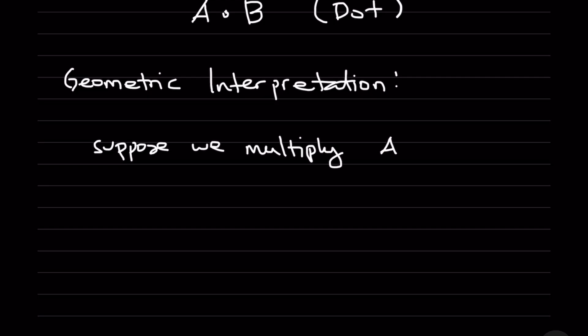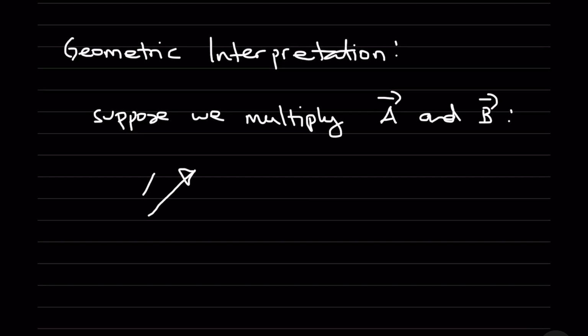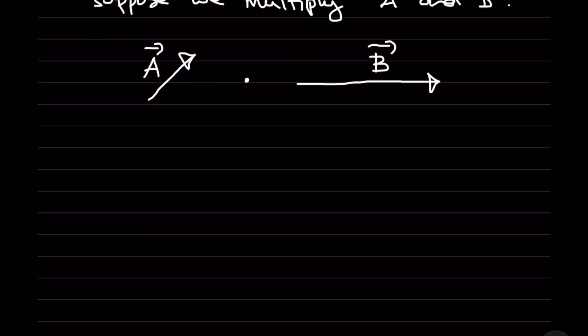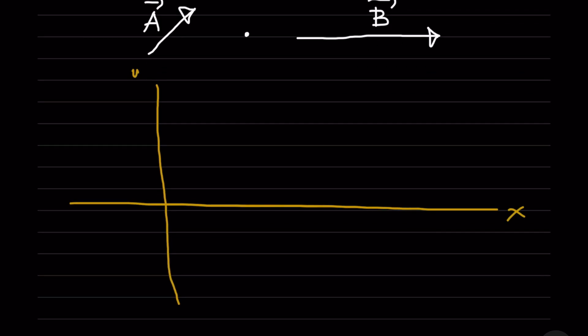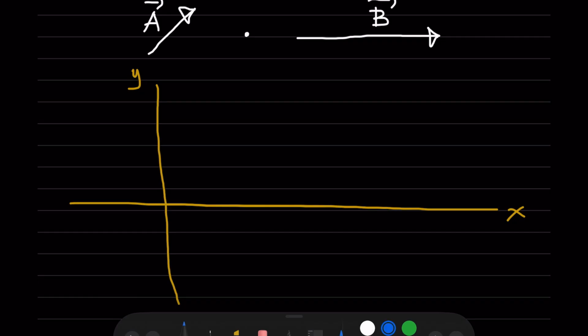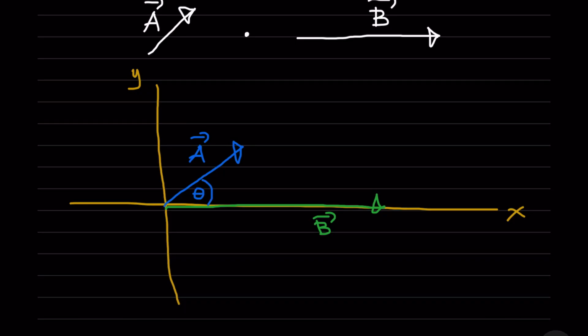Suppose we multiply vectors A and B. This is vector A, and you have another vector directed horizontally. Let us plot them in a two-dimensional Cartesian plane. This one is vector A. The other one is vector B. The angle between them is theta.